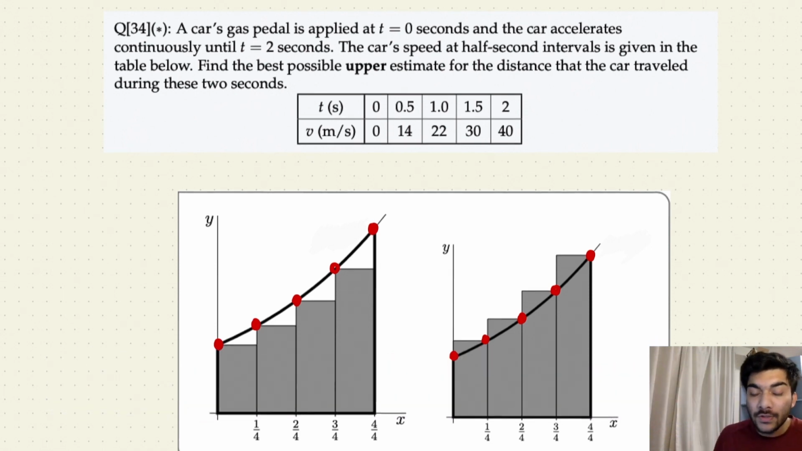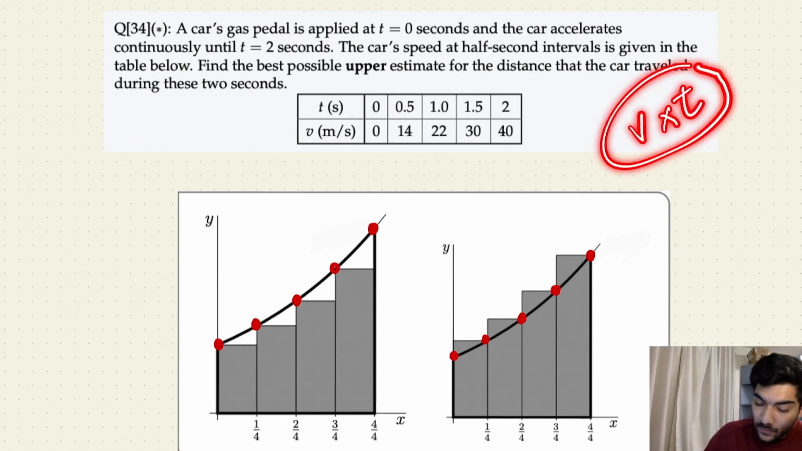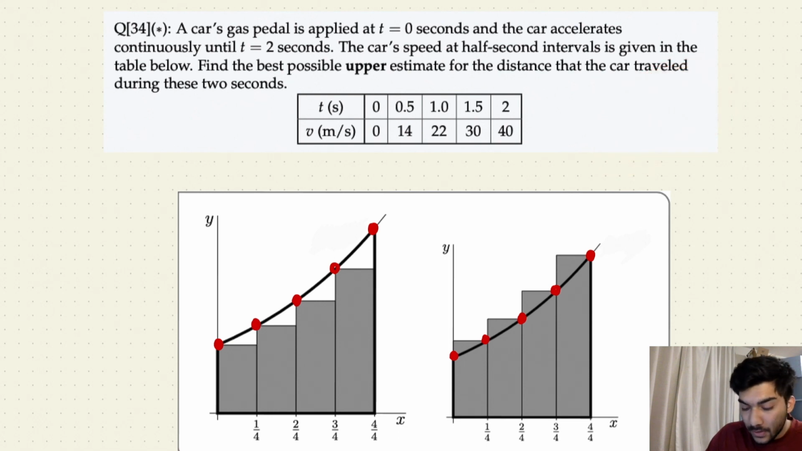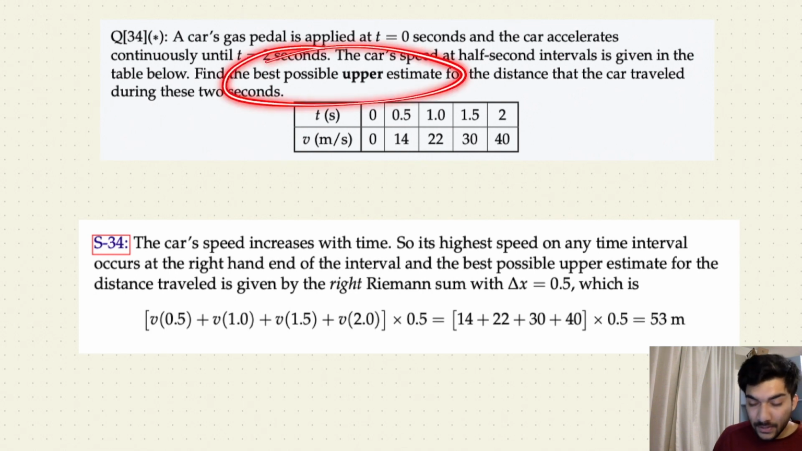And now based on all these observations, it would be very easy to calculate the answer of this question. In this question, we have to calculate the best possible upper estimate for the distance that the car traveled. And since my distance is equal to velocity multiplied by time, I'm basically taking my rectangles and summing them up in order to get the best possible upper estimate or the best possible lower estimate. So now let's solve this question. And we can clearly see that my function is increasing in this case, right? Since my velocity is increasing as my time is increasing.